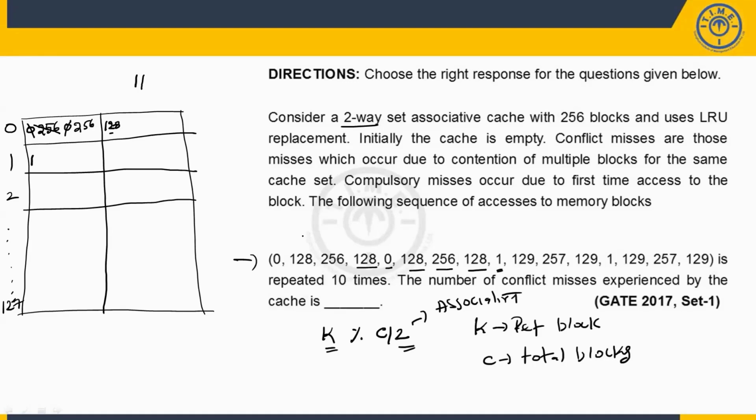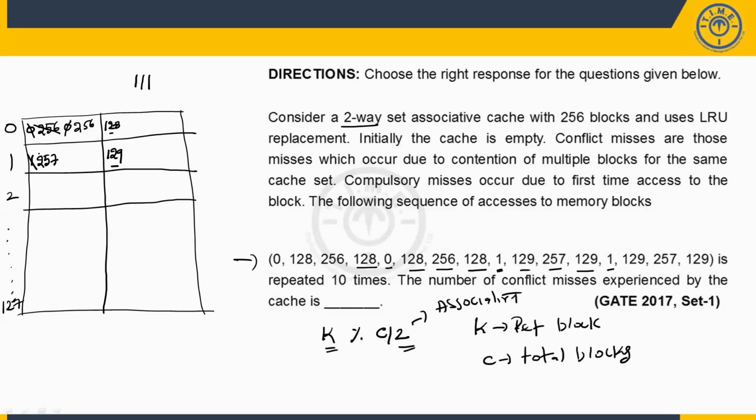1 is a compulsory miss. 129 also is a compulsory miss. 257 is a compulsory miss. 129 is a hit, then followed by 1. 1 is going to throw a conflict miss because earlier 1 was available. Right now, when you're searching for 1, 1 actually was replaced by 257.